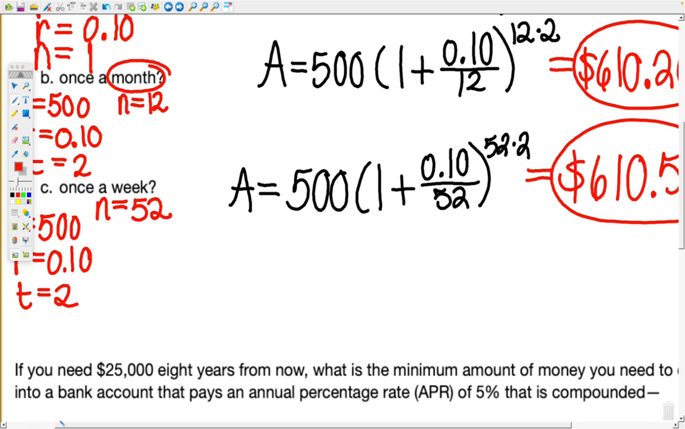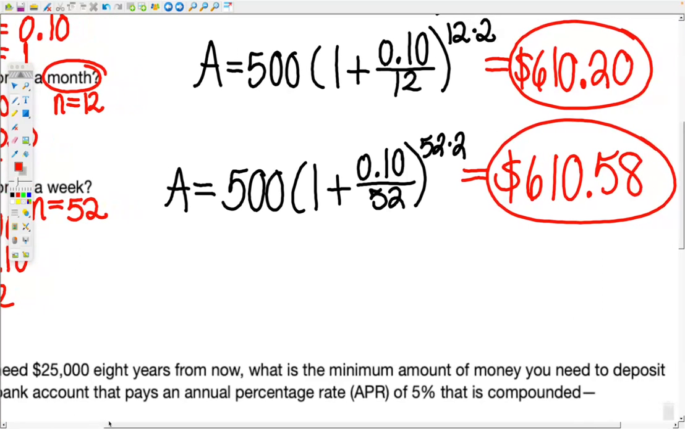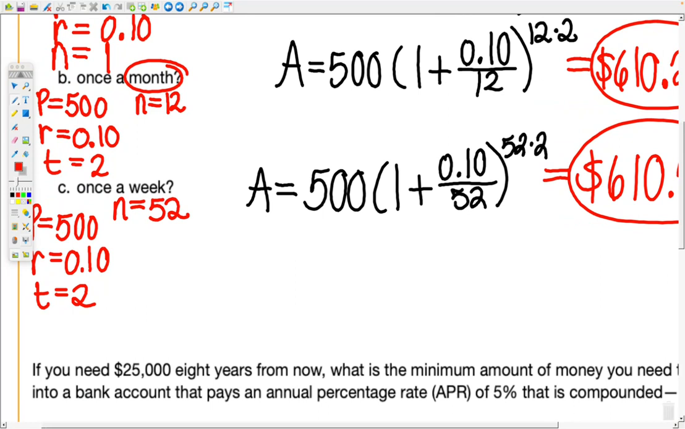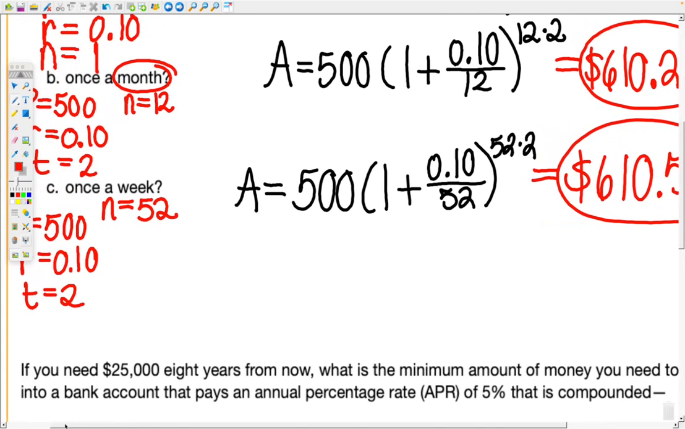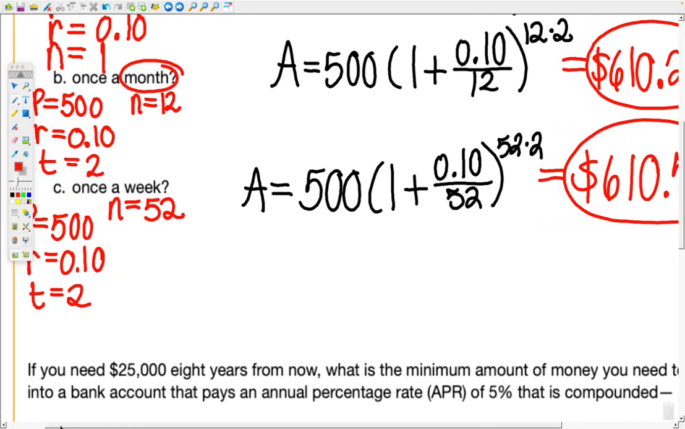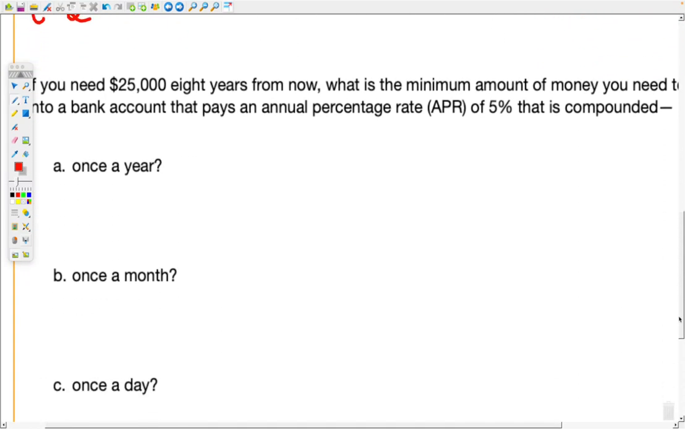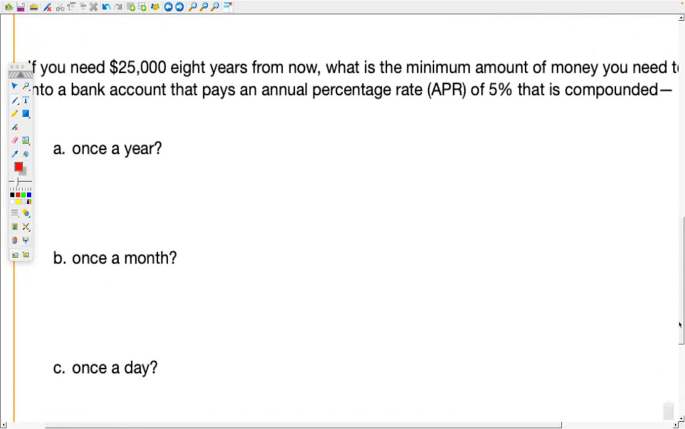This time it says, if you need $25,000 8 years from now, what's the minimum that you need to deposit in a bank account that's gonna pay you 5% interest? And now the number of times compounded, again, they're giving you different time periods for the compounding, but I'm not asking you to find A, because I'm giving you A. This time, do you know the variable we're solving for? No. The P this time.